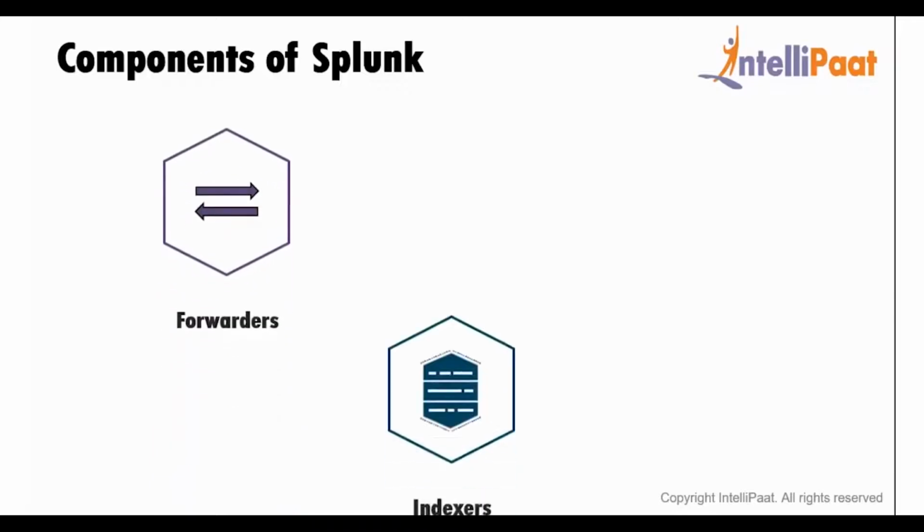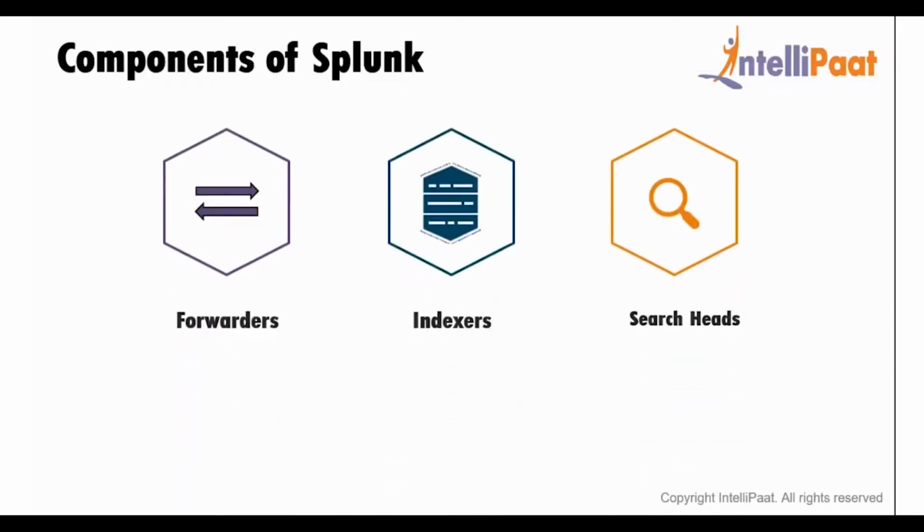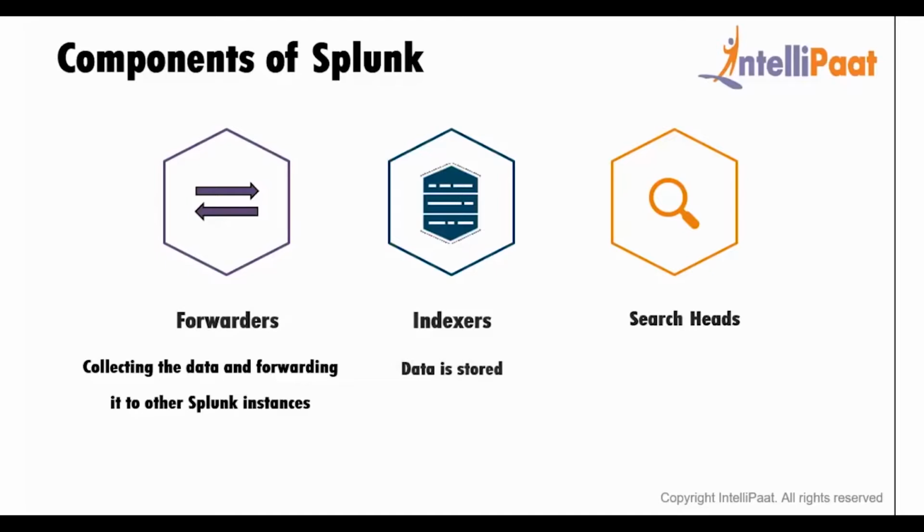The primary components of Splunk are forwarders, indexers, and search heads. Forwarders are responsible for collecting the data and forwarding it to other Splunk instances and indexers. Indexers help us to store and index the data. However, we cannot just access the data from indexers. We need search heads, which will help us to analyze, visualize, and report the data.